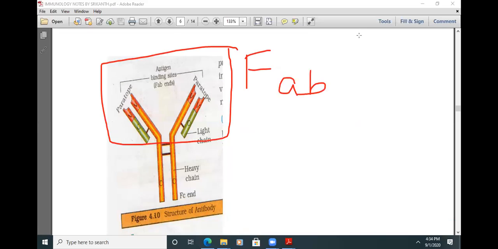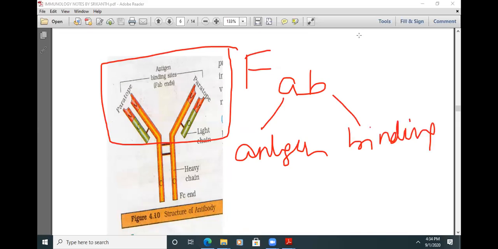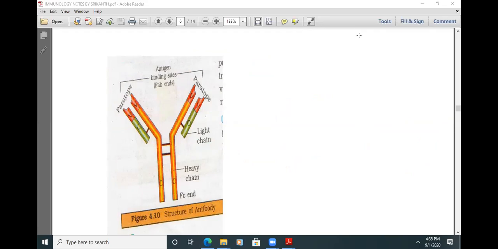Next, the fragment antigen binding site. A, B. What is A? Antigen. B, binding site. Fragment antigen binding site. According to the antigen, according to the microbial portion, this area is going to be changed, and for that change it will take some time. So we call it the fragment antigen binding site.